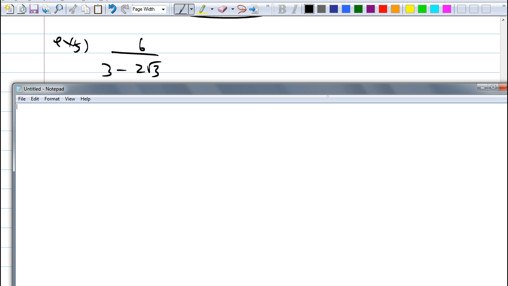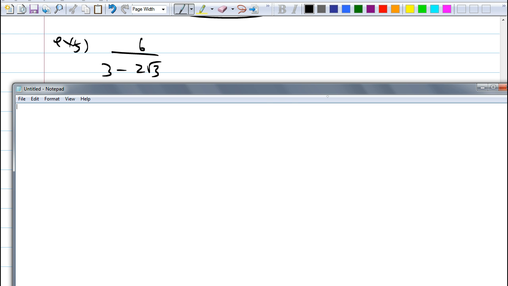I got 6 over 3 minus 2 rad 3. And we're going to simplify this. You may say, wait a minute, isn't this already simplified? The answer is? Very good, very good. Okay, one person. Okay, who can tell me? Whole bunch. Raise your hand. Carolyn, how come this is not simplified? Because you need to rationalize the denominator. That's right. My denominator contains an irrational number. That's not good, right? That's not simplified.